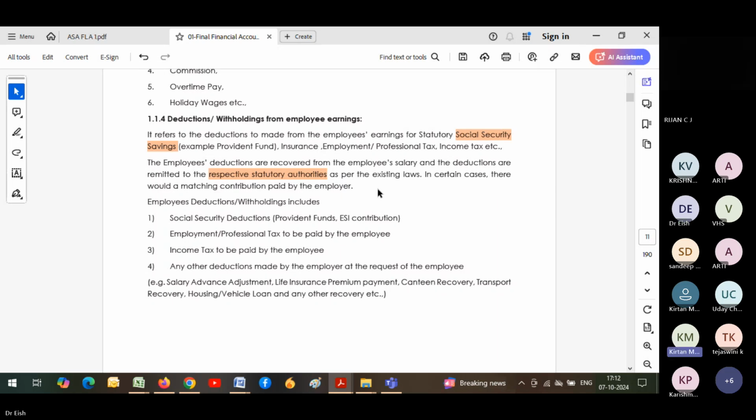Okay. Any other deductions made by the employer at the request of the employee. So any other can be included as, for example, I have requested my employer to pay for my LIC. So the employer will deduct the salary from myself and pay the sum to the LIC.